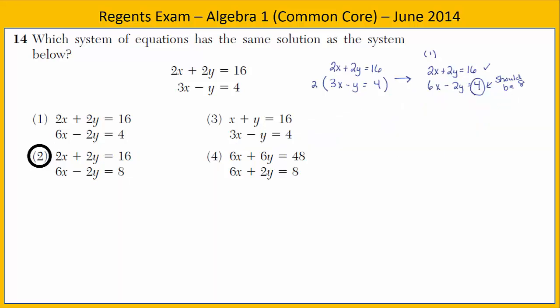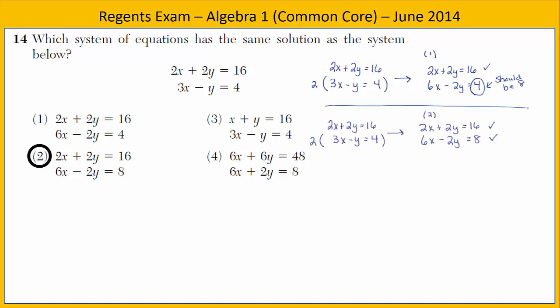If I look at choice 1, on the left side I have the original system, and on the right side I have choice 1. Let's see what I might have done. Well, it looks like they tried to multiply the second equation of the original by 2. But they forgot to multiply the 4. It should have been an 8. So choice 1 is not equivalent to the original system, so it's not the answer. It will not have the same solution.